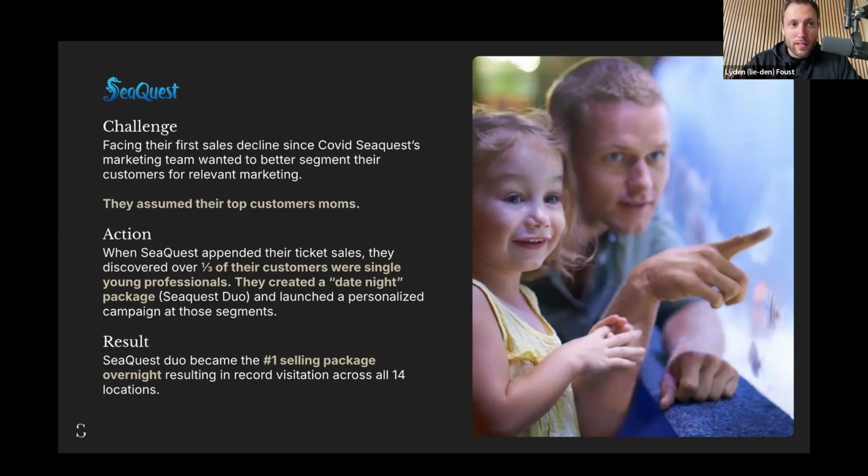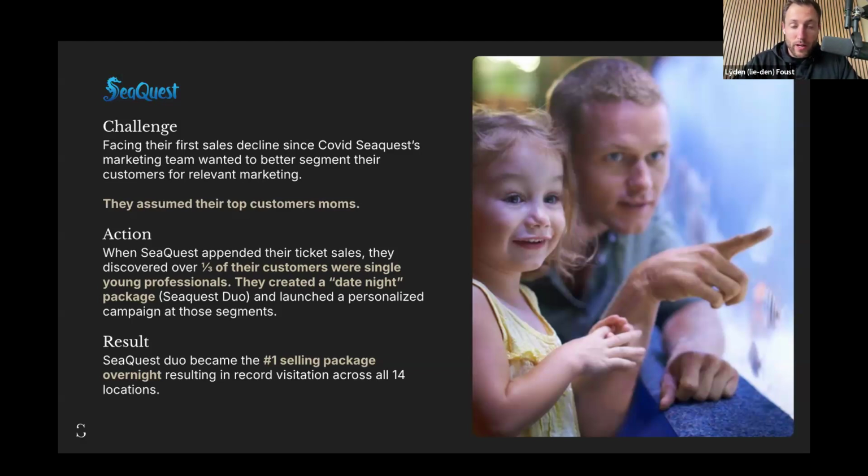So they had an idea. Let's create a date night package. And they created a date night package. It's called SeaQuest Duo and launched it. And it remains till today their number one selling ticket package across all SeaQuest locations.